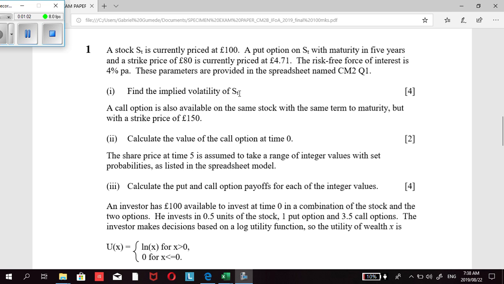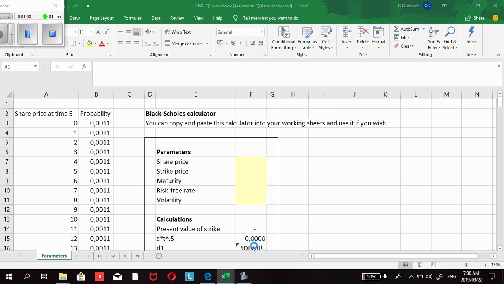Now, the first question they're asking is to find the implied volatility of ST. So do you agree with me that that is your sigma? Okay, let's go to our spreadsheet and see what is happening. When you look at your spreadsheet, you see share prices at time 5 and you see probability as well. You don't have to worry about that because they didn't talk about that.